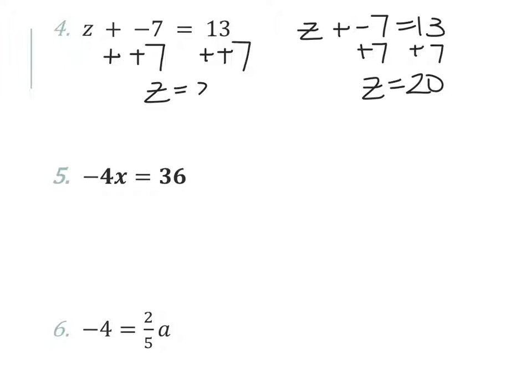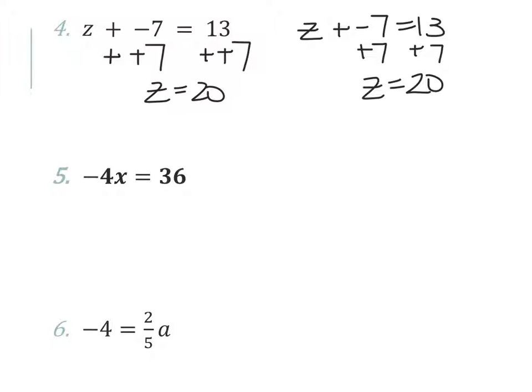So z equals 20. In a sense, all this is really saying is 20 plus negative 7, so owing $7. I know I owe my friend $7. If I have $20 and I owe my friend $7, I'm only going to have $13.